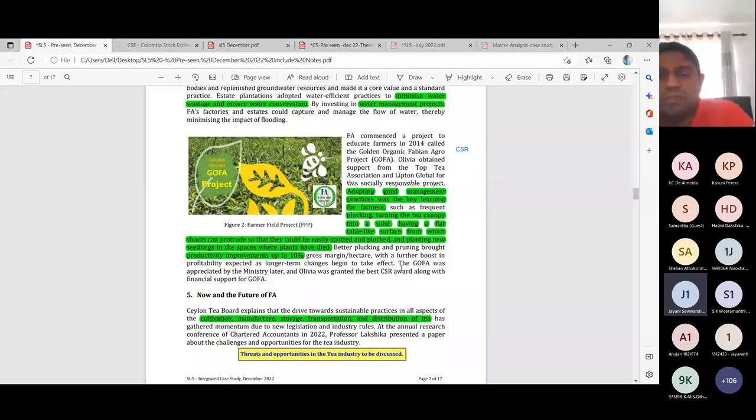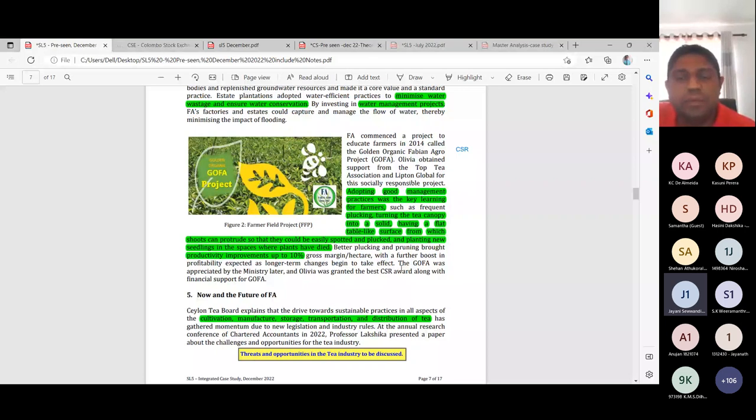Adapting good management practices was the key learning for farmers, such as frequent plucking, turning the tea canopy into a solid, flat table-like surface from which shoots can protrude so that they could be easily spotted and plucked, and planting new seedlings in the space where plants have died. So they introduced some good management practices, no?